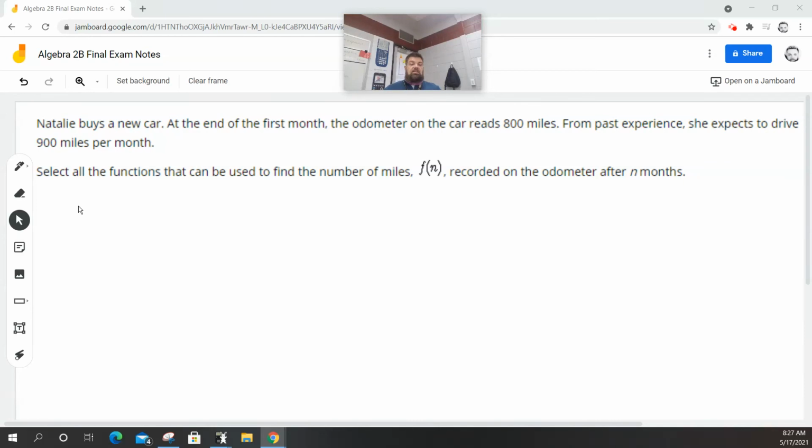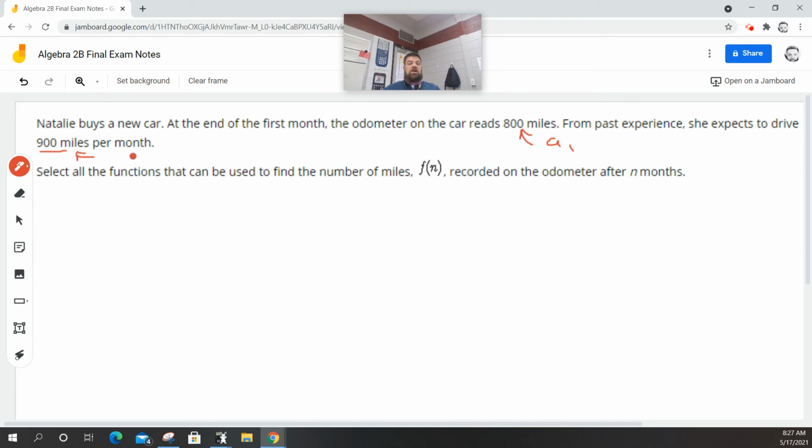So it says that Natalie buys a new car, and at the end of the first month, the odometer reads 800 miles. From past experience, she expects to drive about 900 miles per month. Okay, so this is our first term. This would be what we call A1. And then it looks like she's going to increase by 900.